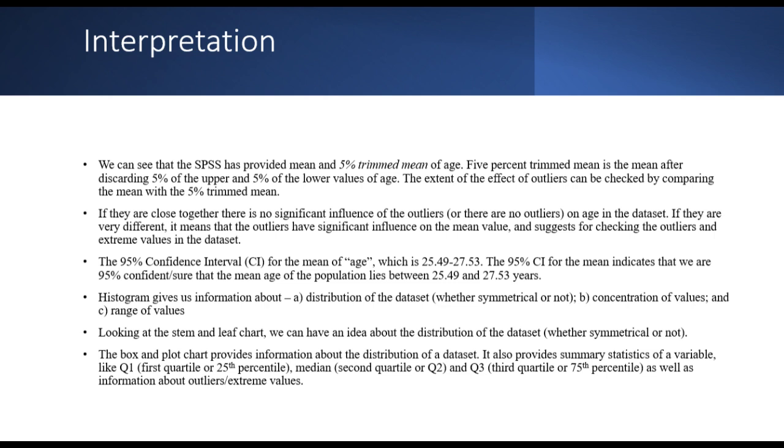The box plot chart provides information about the distribution of a dataset. It also provides summary statistics of a variable, like Q1, first quartile or 25th percentile, median, second quartile or Q2, and Q3, third quartile or 75th percentile, as well as information about outliers or extreme values.